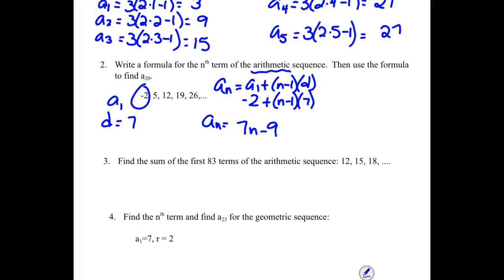Now, can we use that formula to find the 20th term? Just like we did in the previous question, we plugged 20 in for n. So our 20th term is 7 times 20 minus 9. 7 times 20 is 140 minus 9.